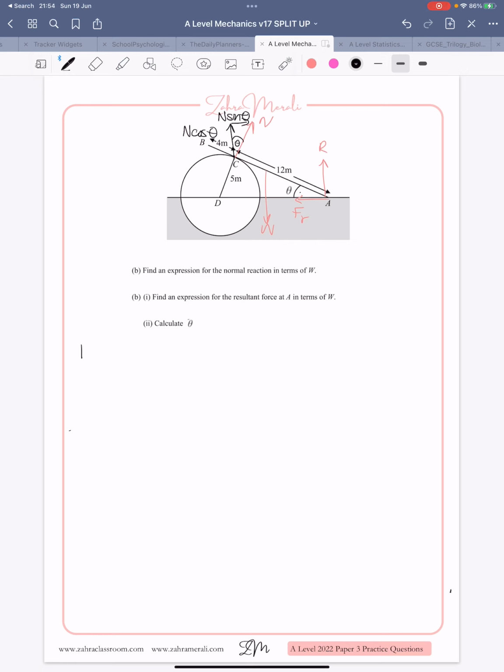Up equals down, left equals right, and moments at A. So whenever you see a moments question, that's the process that you're going to go through. Okay, so up equals down, going upwards, I have R, and I have N cos theta, and that equals W going downwards. I've got N sine theta equals friction.